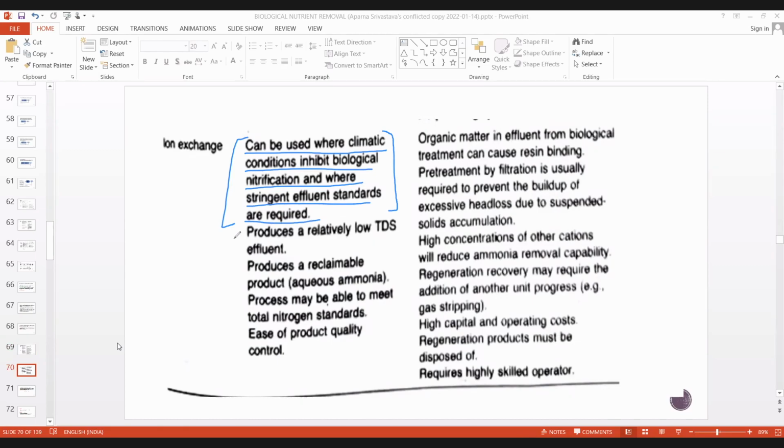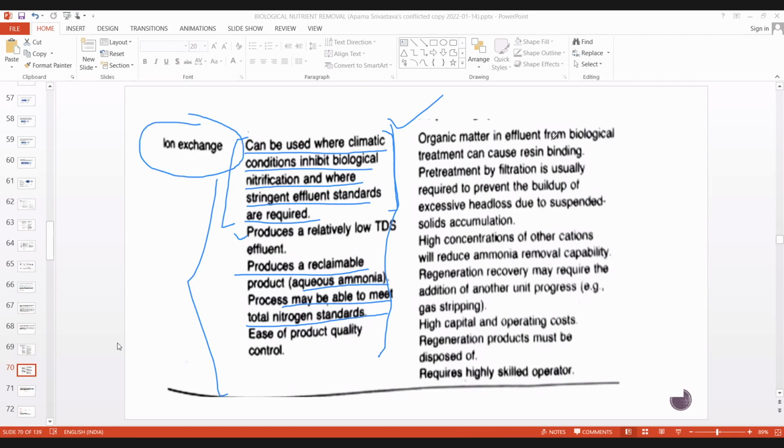It produces a relatively low TDS because here exchange is there, no oxidation is there, so naturally low TDS will be there. It produces a reclaimable product, aqueous ammonia. The process may be able to meet the nitrogen standard, and that's quite a good thing. But the problem is quite more complicated compared to the advantages when we use ion exchange. What are these?